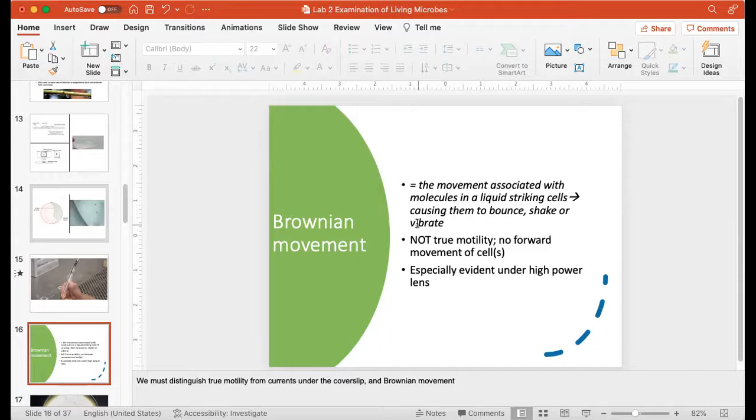This is not the cell moving under its own power. This is not motility. This is a movement that's caused by something bumping into the cell. Now, Brownian movement, this sort of false motility, is especially evident when we're under high power lenses. So the 40x and the 100x.